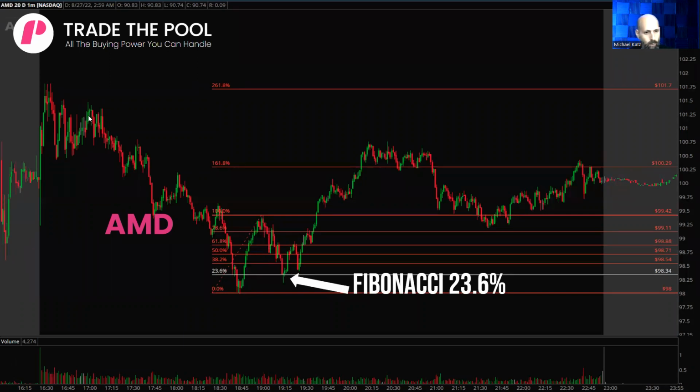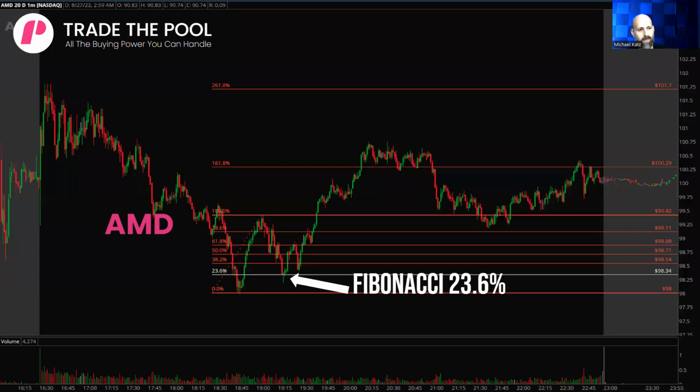Okay, so we have the drop. We have the support level, a bounce up from the support level. And when it pulls back, we don't want to take the 61.80. We don't want to take the 50, not the 38.2. We want to wait for the 23.6.